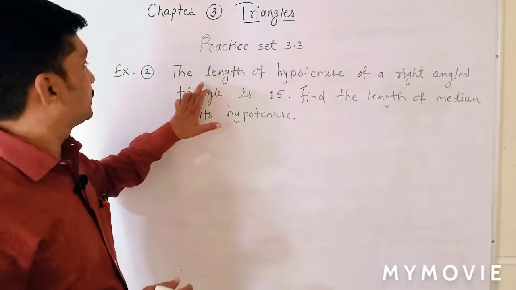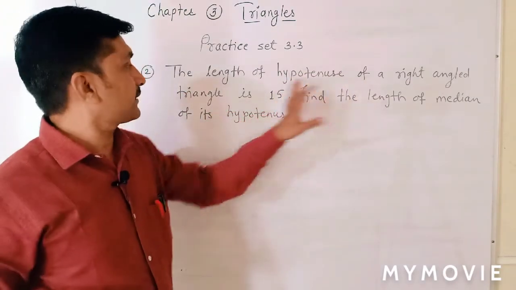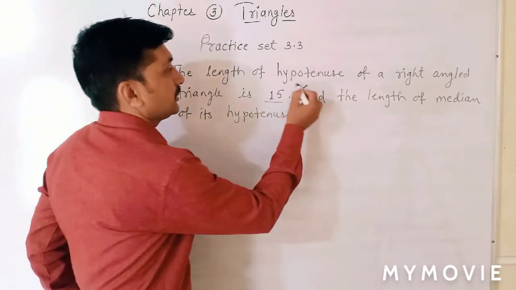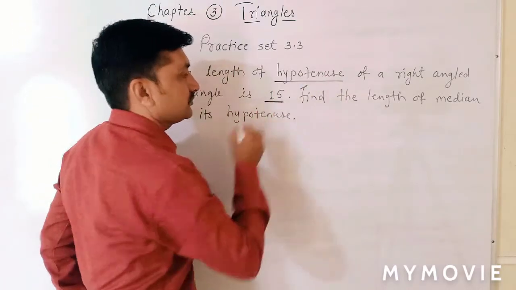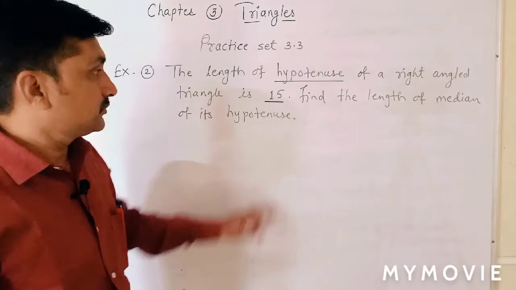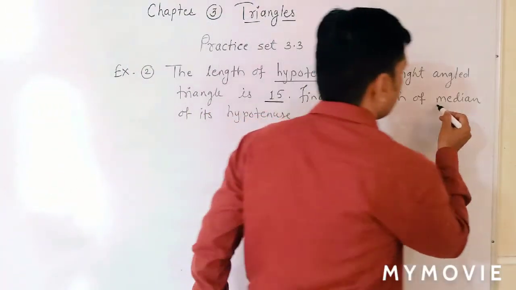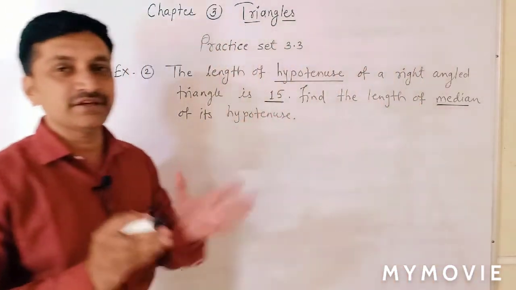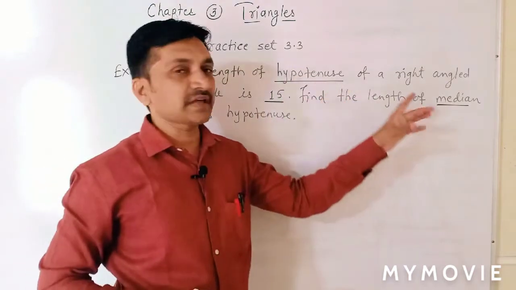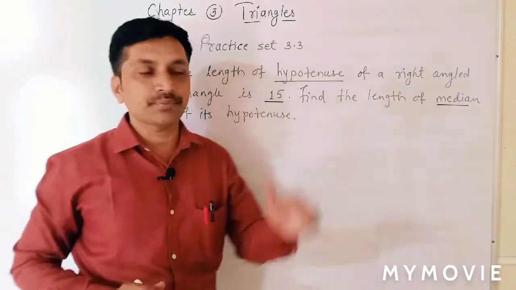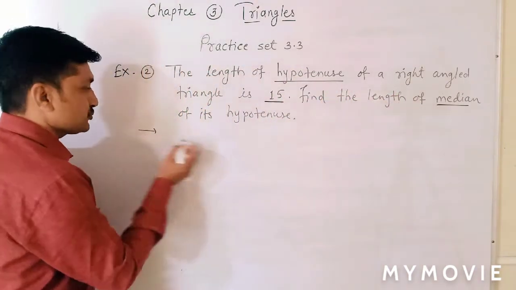Example number 2: the length of the hypotenuse of a right angle triangle is 15. The length of the hypotenuse is given as 15. What is to be found? Find the length of the median. Here is one relation between the hypotenuse and the median, that is the property. For this, first draw a rough figure.